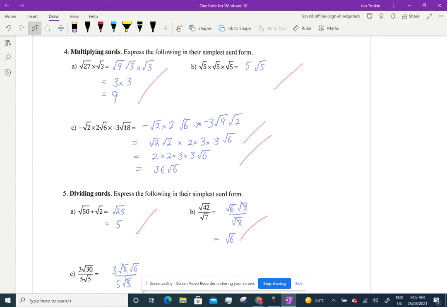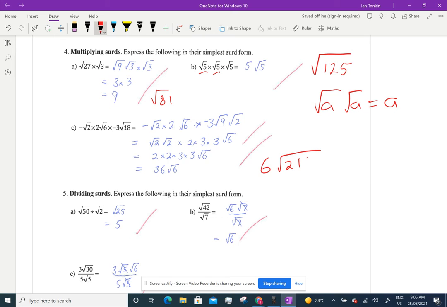Some people just multiplied these and left them. A lot of people just wrote that as root 81. I remember at the beginning I said write down all your square numbers. Root 81 is not the simplest form. The square root of 81 is 9. And the same here. People just went, oh, I'll have a root 125. Well, that's not the simplest form. And you know that root 5 times root 5 is 5. Right? That's our first basic law. Root A times root A equals A.